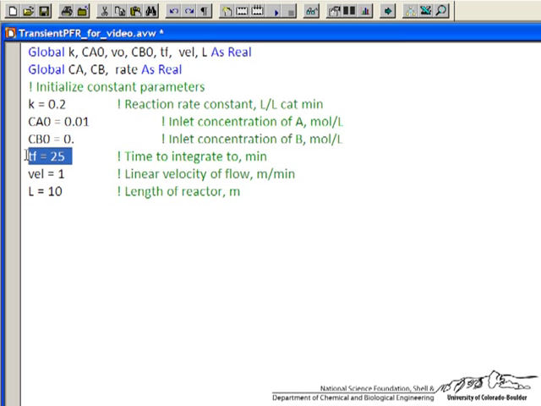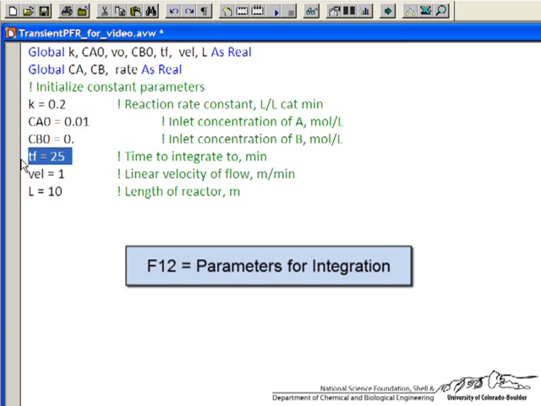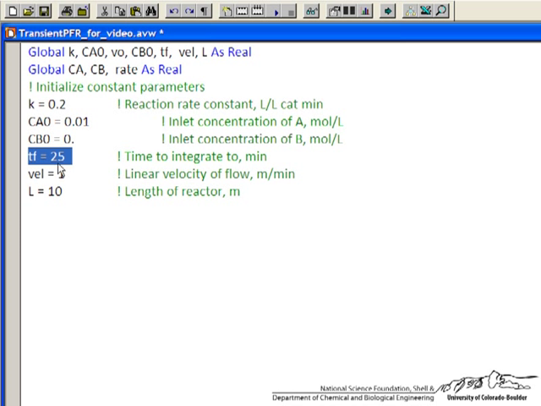And I've put in here the integration time. So instead of integrating to a time that I put in F12, I've put in the variable TF, and that way I can just change the time here when I want to do integration to a different value. And velocity is just a linear velocity, which is constant for this system through the reactor, and L is just the length of the reactor.